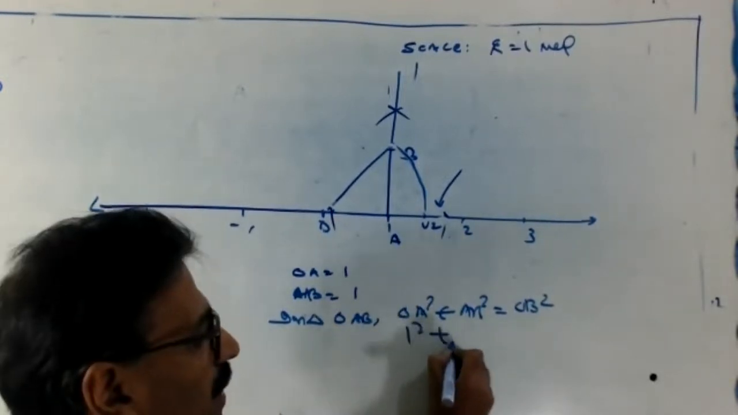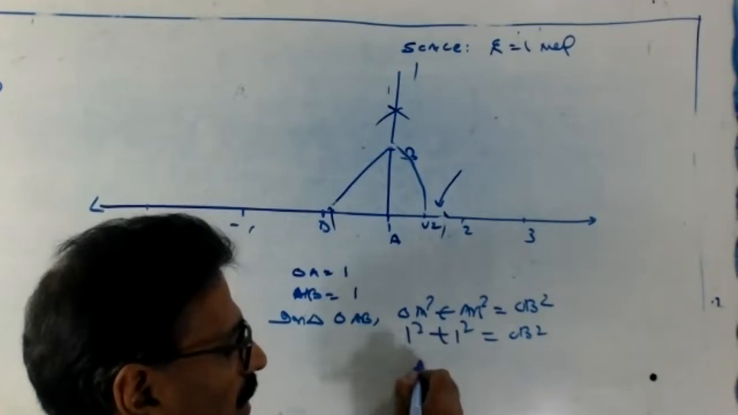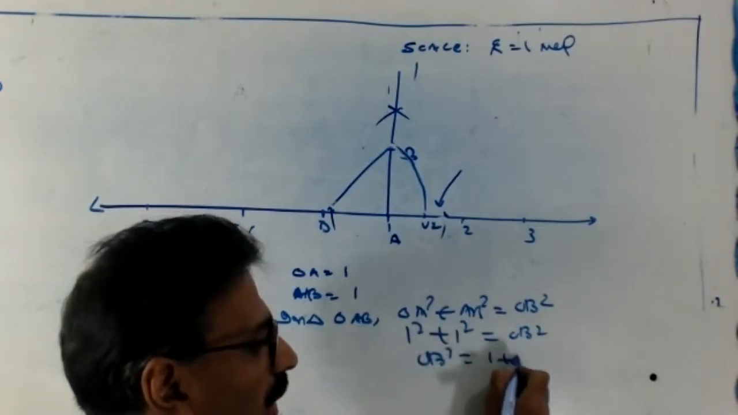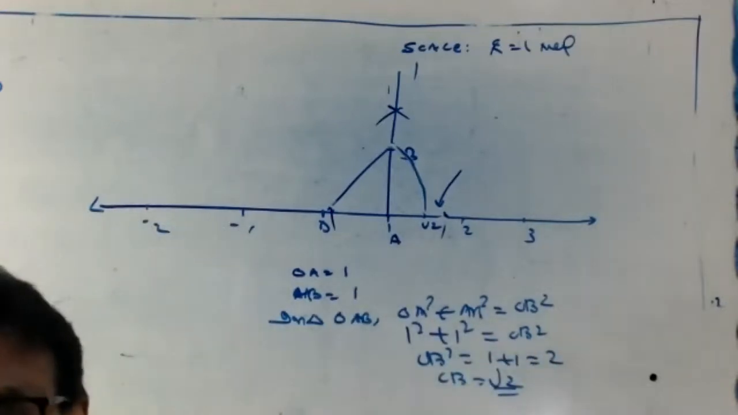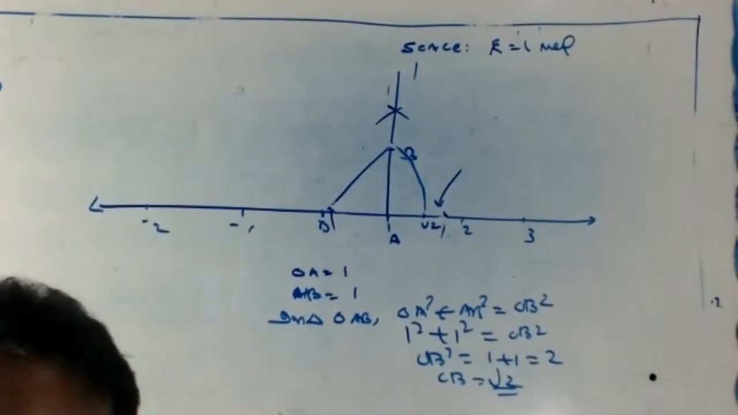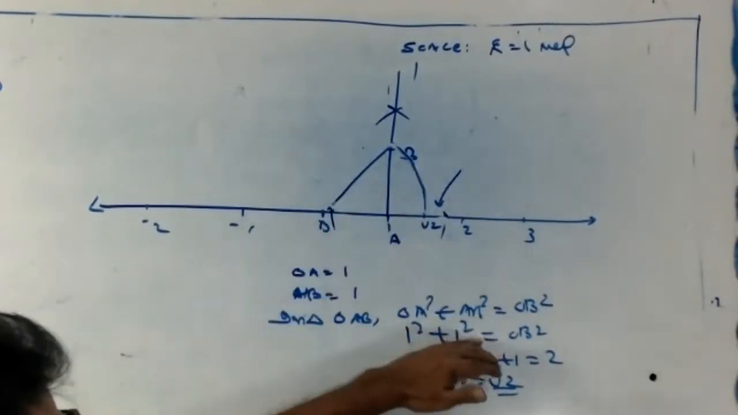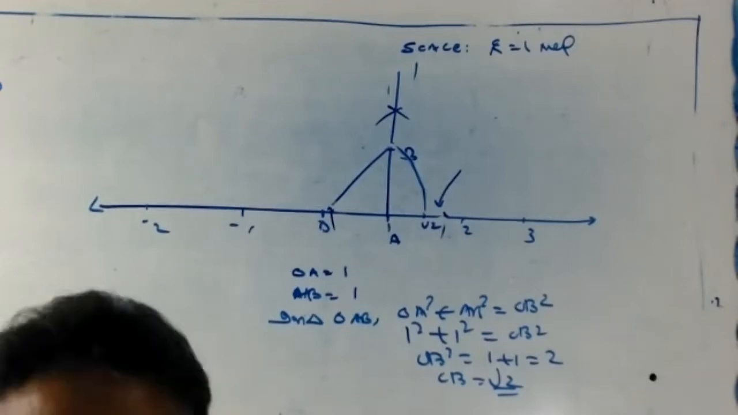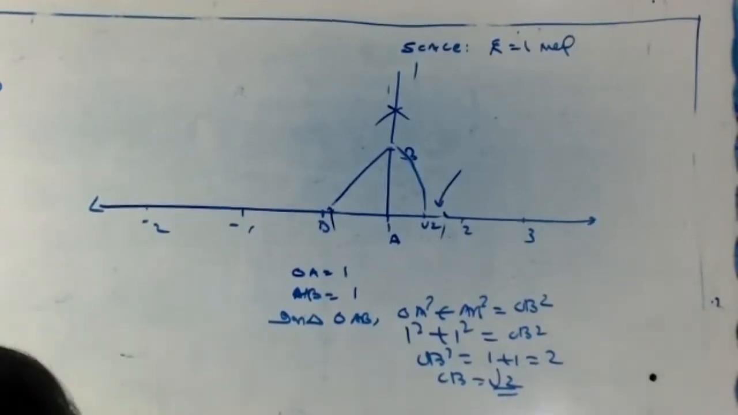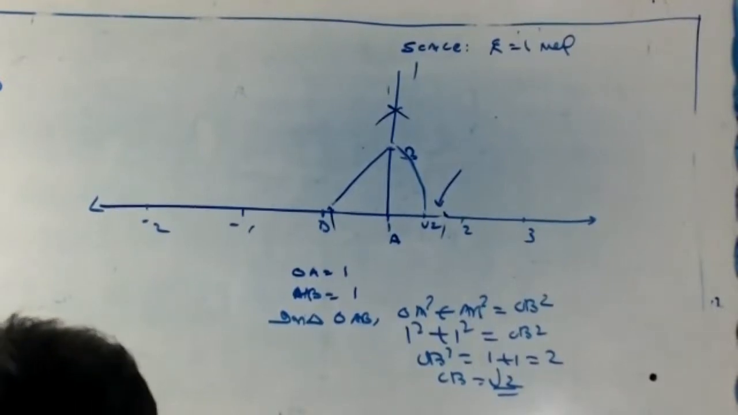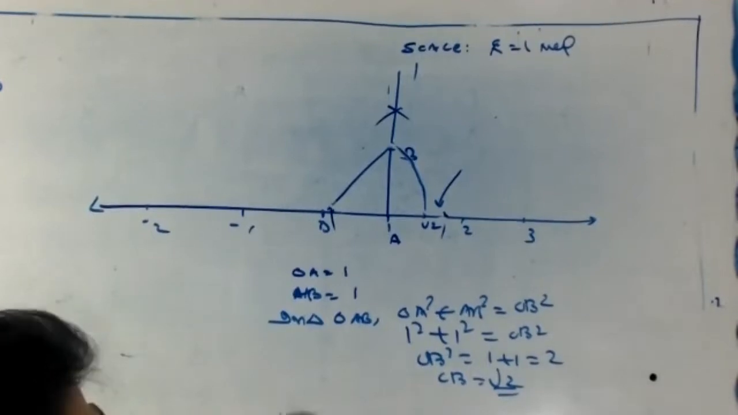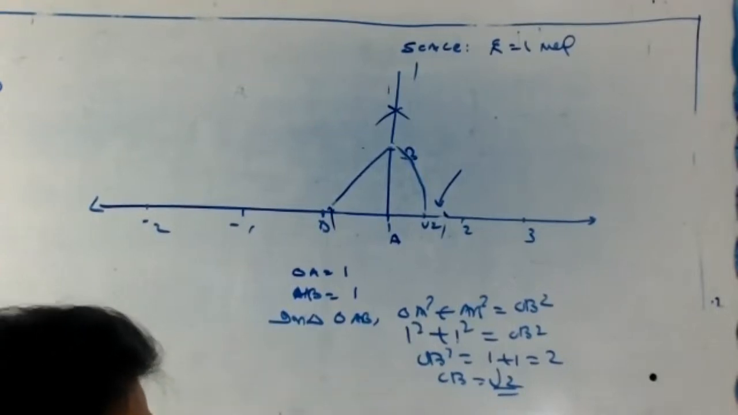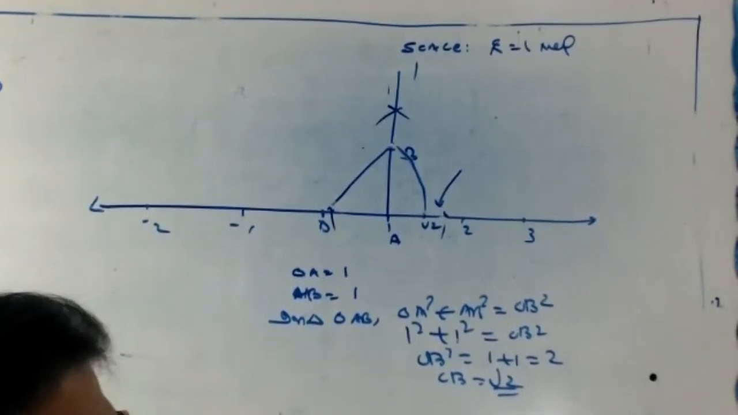So 1 square plus 1 square equals OB square. That means OB square equals 1 plus 1 equals 2. OB equals root 2. This is only addition. This is the proof. You write like this: OB square equals OA square plus AB square, and in bracket write Pythagoras theorem. Then OB square equals 1 square plus 1 square. Next line, OB square equals 1 plus 1 equals 2. OB equals root 2.